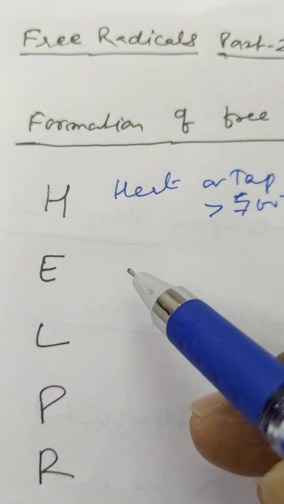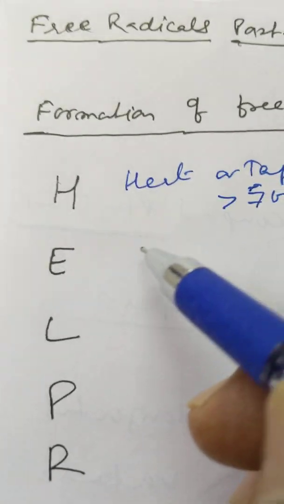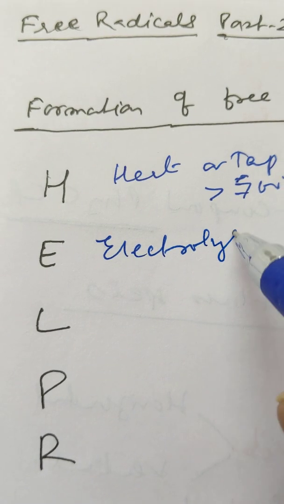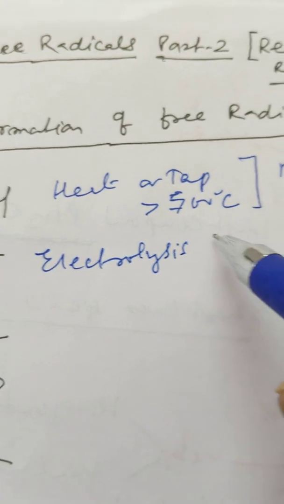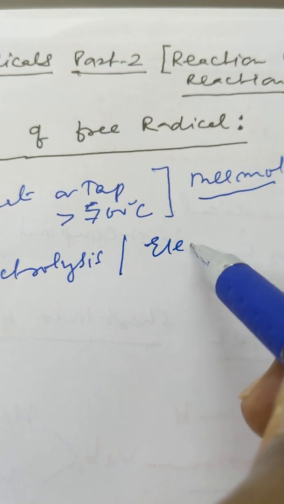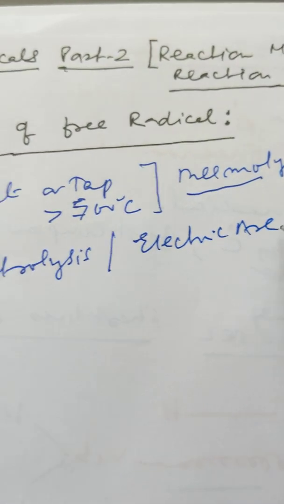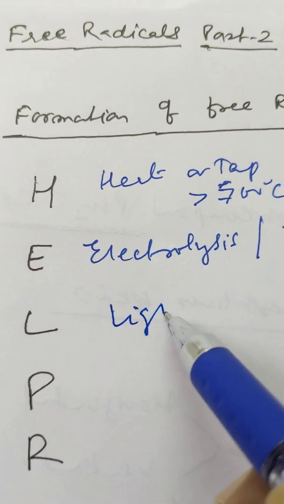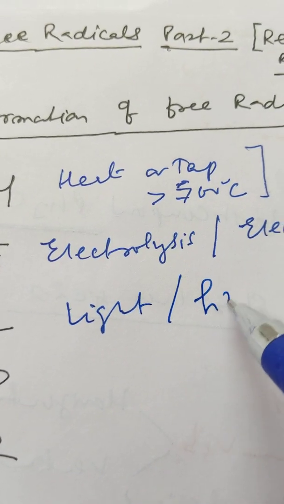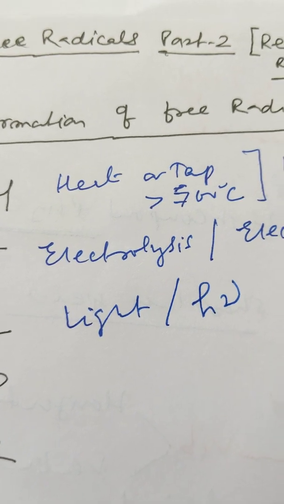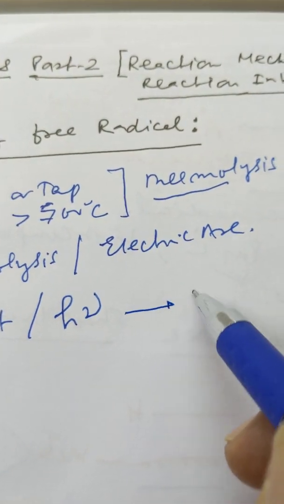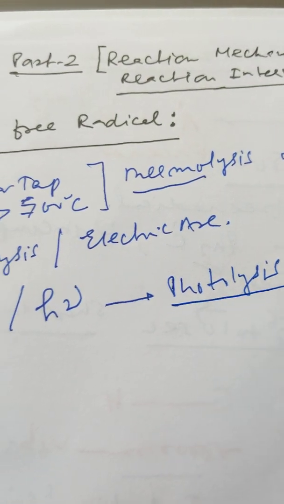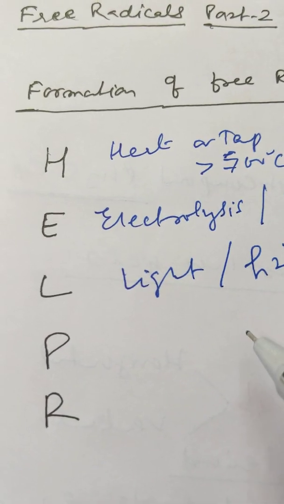E means in many reactions it is formed by electrolysis process. Say, many reactions are there in which it is formed during the electrolysis process. In some reaction it is formed by applying electric arc. L means light, and generally we write it like this, light, and when it is taking place by the action of light, the process is called photolysis. In such cases this process is called photolysis.